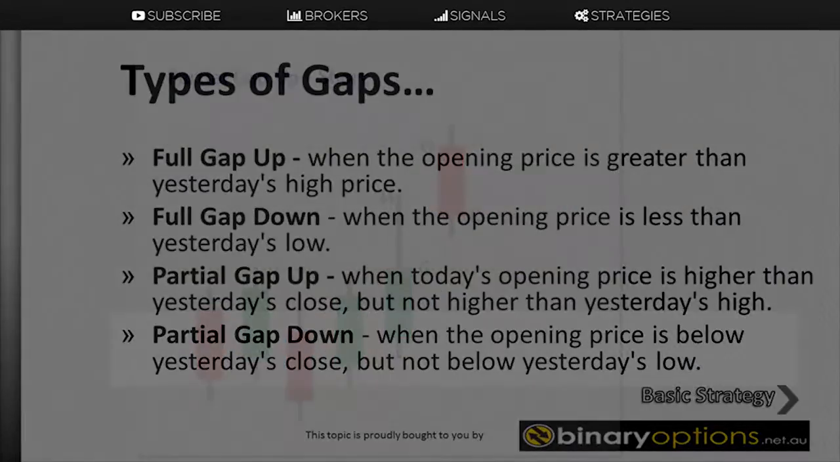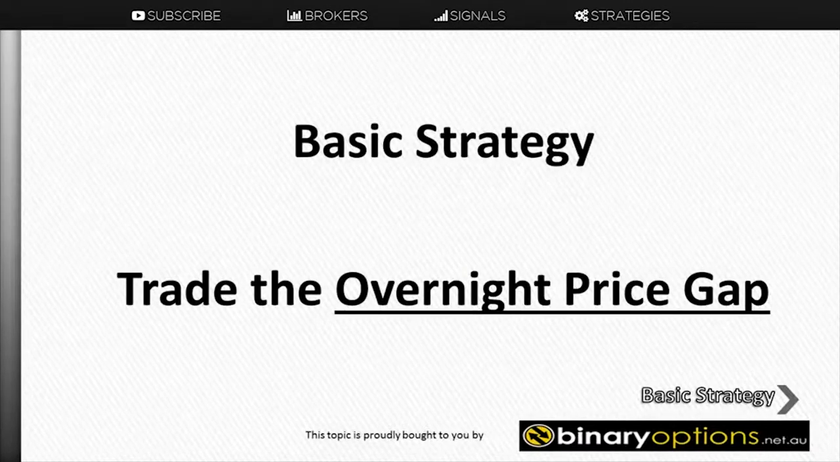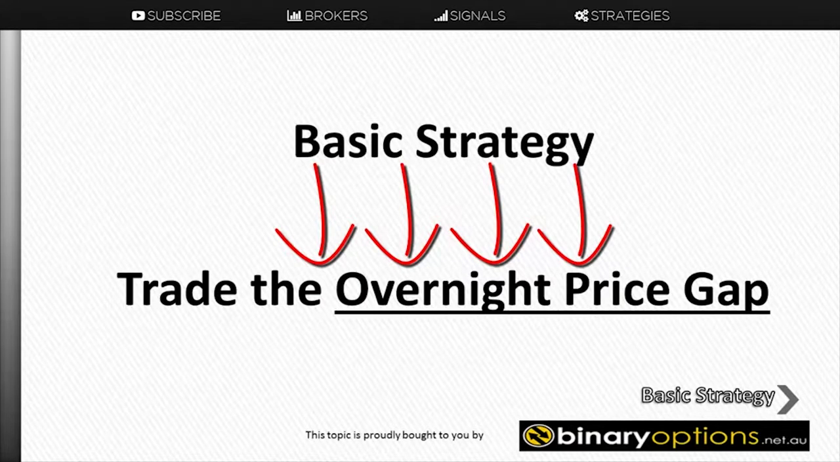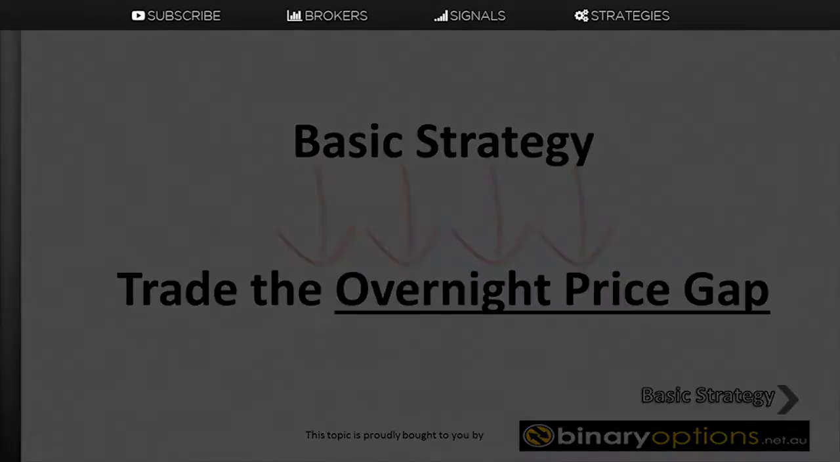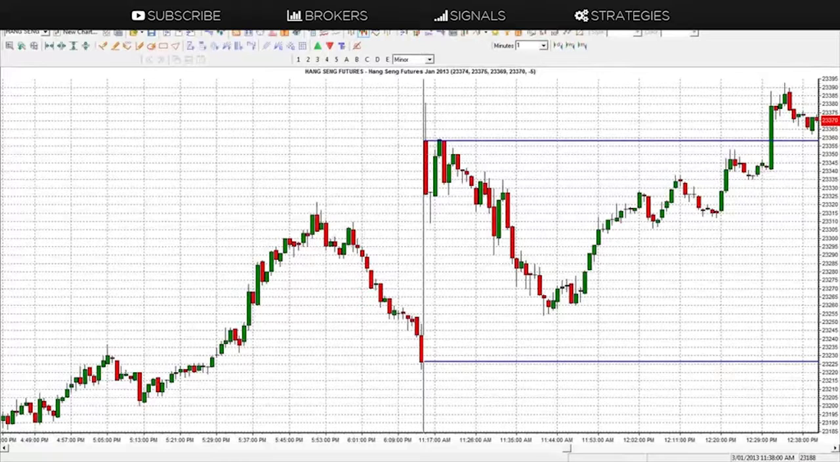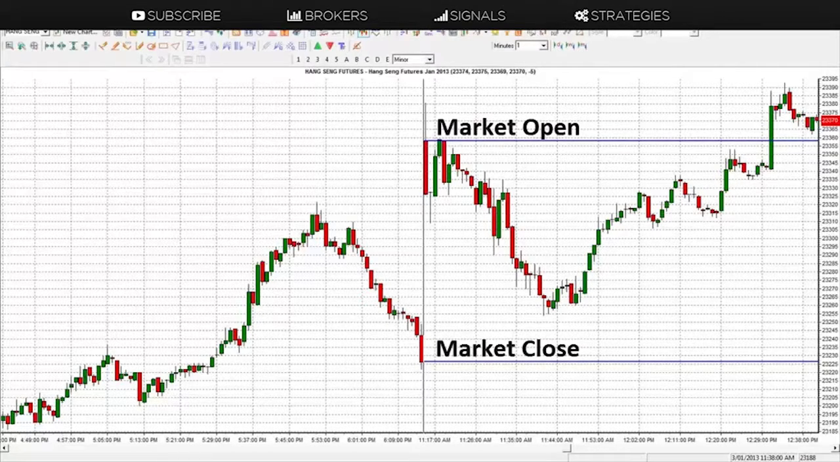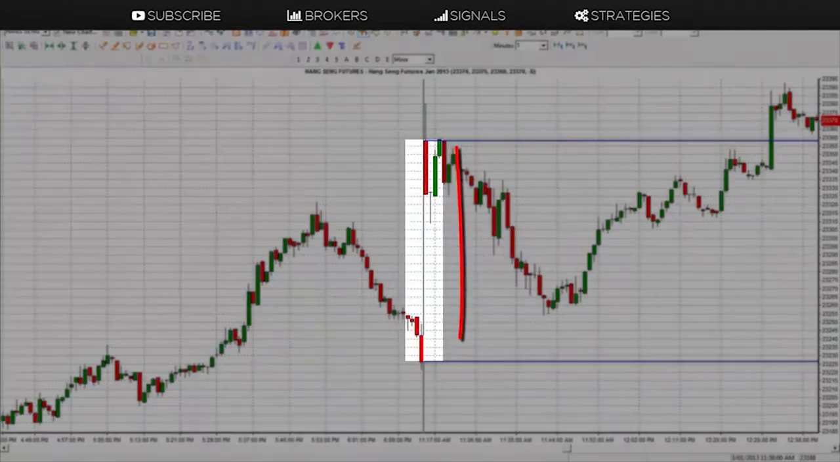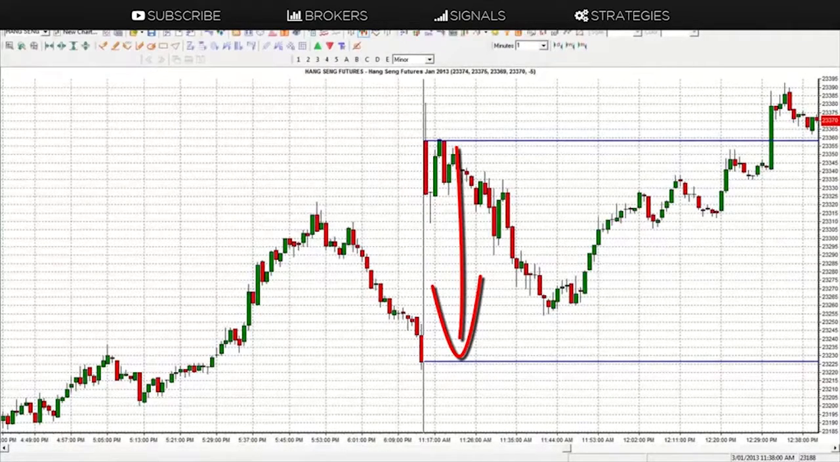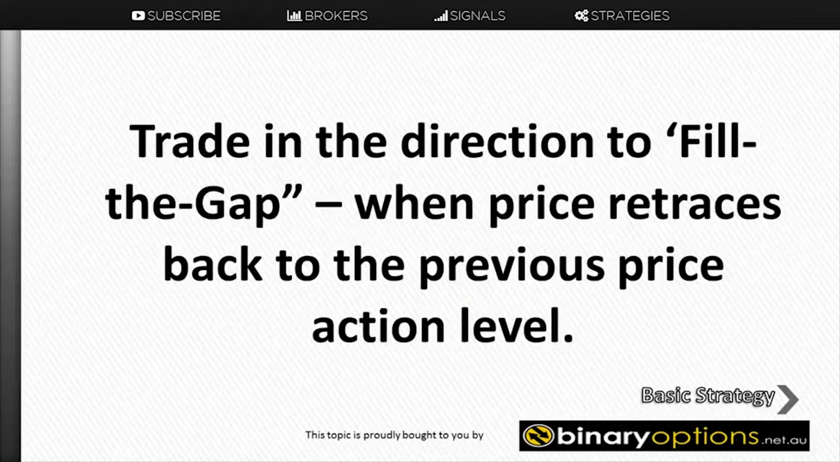For binary options traders, the most basic of gap strategies is to trade the overnight price gap, which is both high probability and can be used to place call and put trades. To prepare the price chart for a trade setup and to identify entry points, a trader must draw a horizontal line at yesterday's close and when the market opens at the open price. The objective of the strategy is to fill the gap. This occurs when price retraces back to the previous day's price levels.